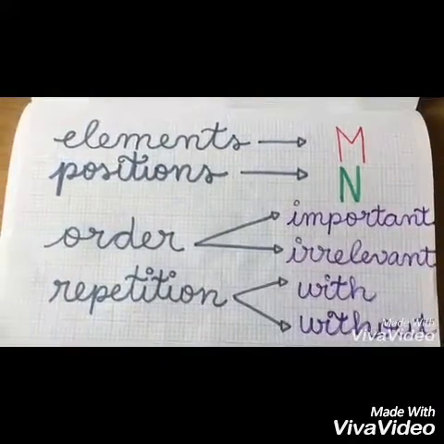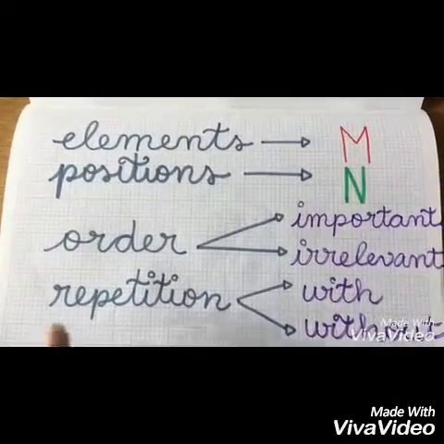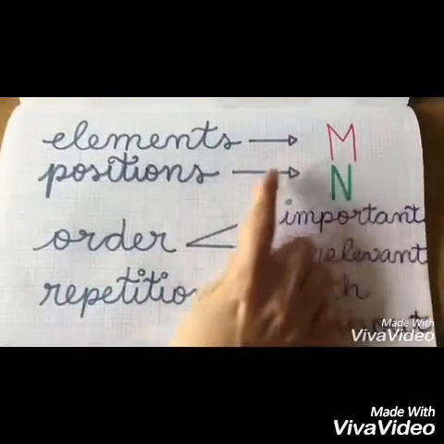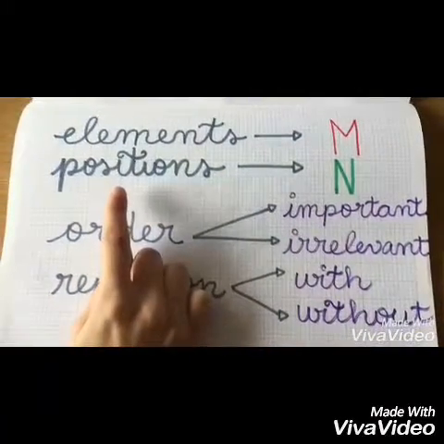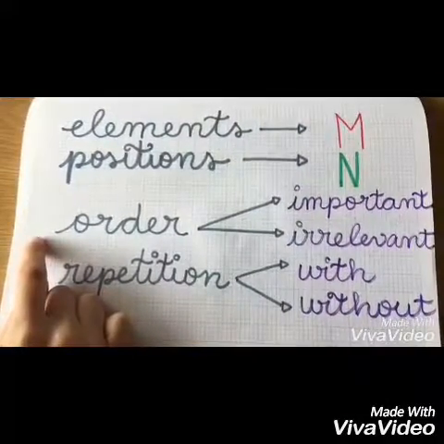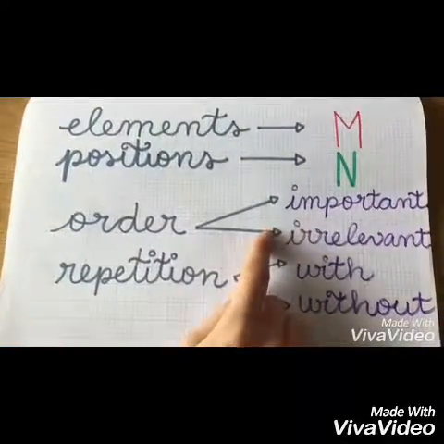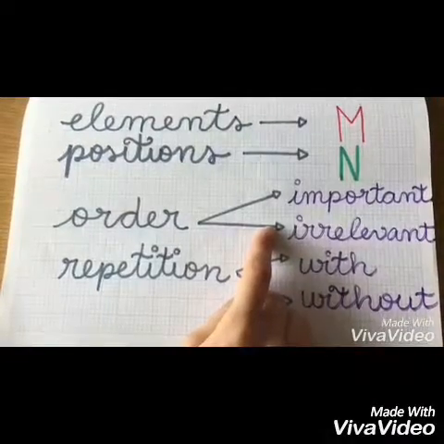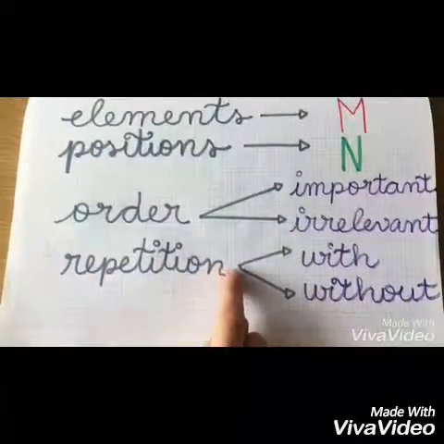First, we have to look at the different elements, which are represented with an M, and positions, which are represented with an N, and whether the order of the elements is important or not, and if they can be in repetition or not.